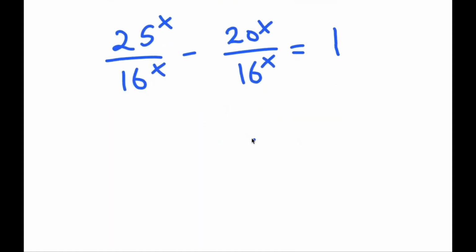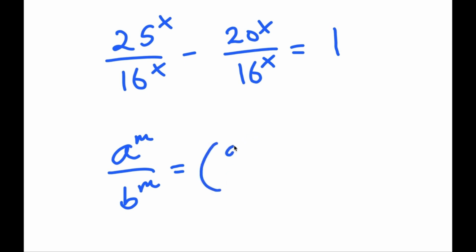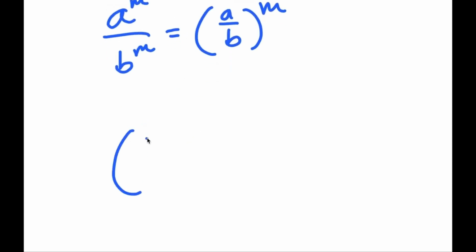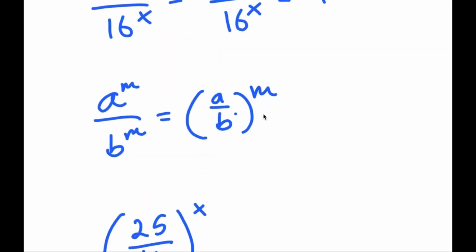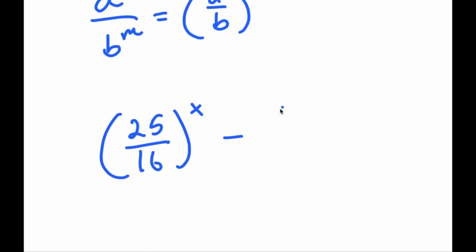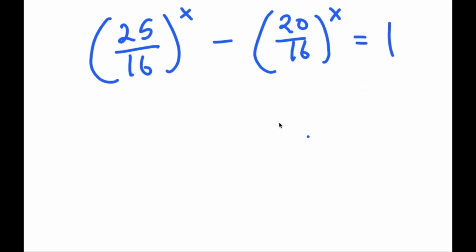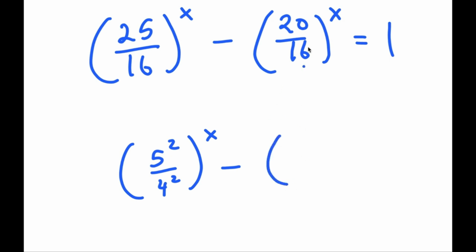From here, if I have something in the form a to the power of m over b to the power of m, this is equal to a over b to the power of m. So 25 to the power of x over 16 to the power of x turns into 25 over 16 to the power of x. And 20 to the power of x over 16 to the power of x turns into 20 over 16 to the power of x. Now, 25 over 16, I'm going to rewrite as 5 squared over 4 squared. And 20 over 16, that just simplifies to 5 over 4.